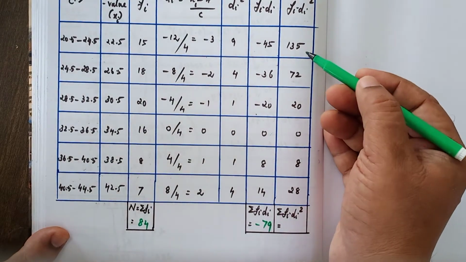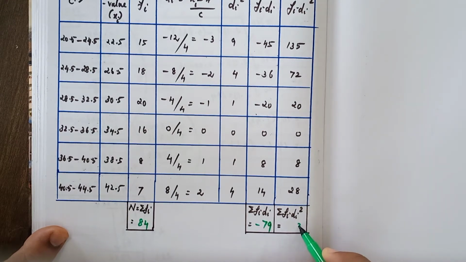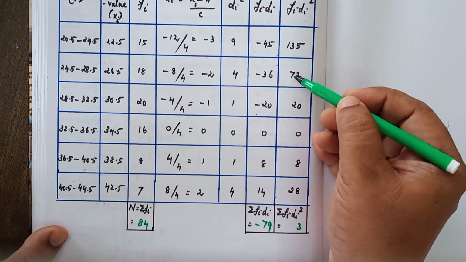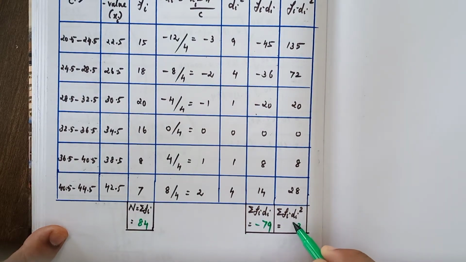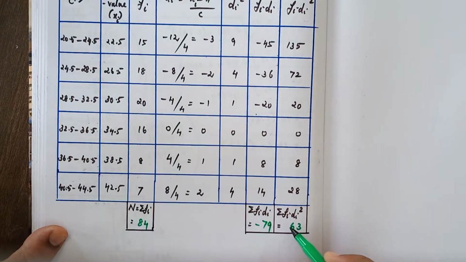Next, fi di square summation. 5 plus 2, 7. 7 plus 8, 15. 15 plus 8, 23. Balance 2. 2 plus 3, 5. 5 plus 7. 12 plus 2, 14. 14 plus 2, 16. 31. 1 plus 1, 2.